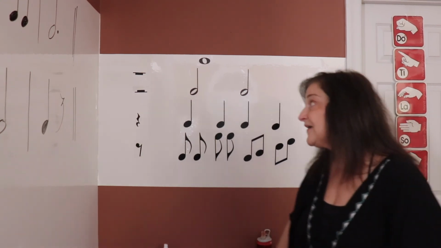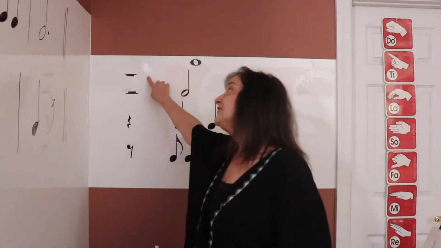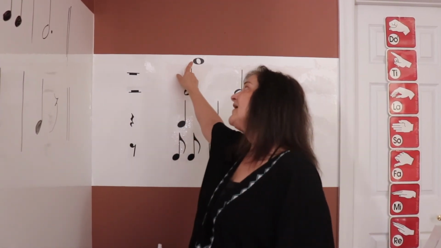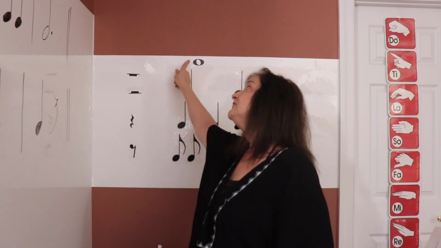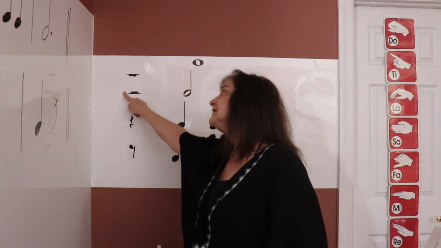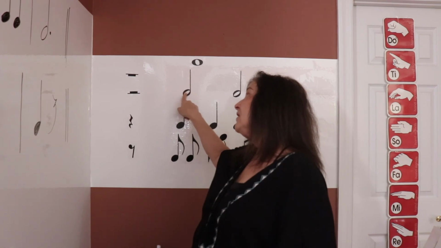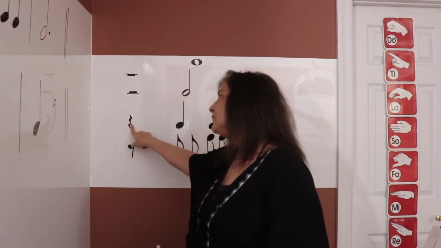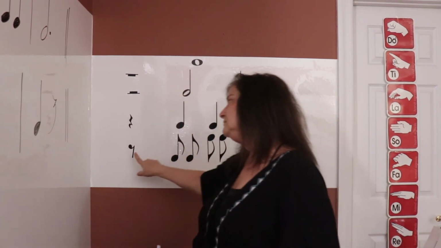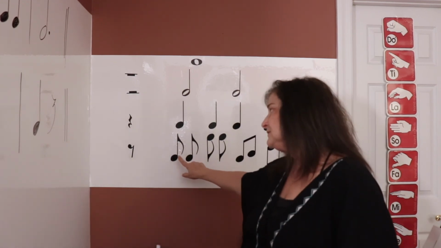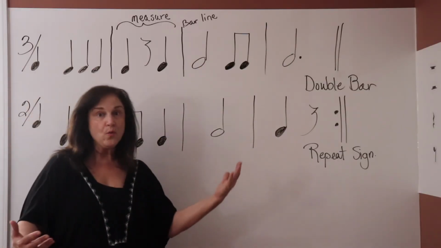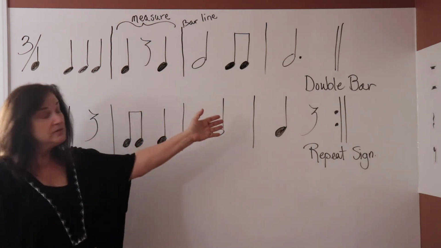Our rest values are equivalent to our note values. Whole rest, 4 beats. Half rest, half note. Quarter rest, quarter note. Eighth rest, eighth note. And a review of how we notate a song.